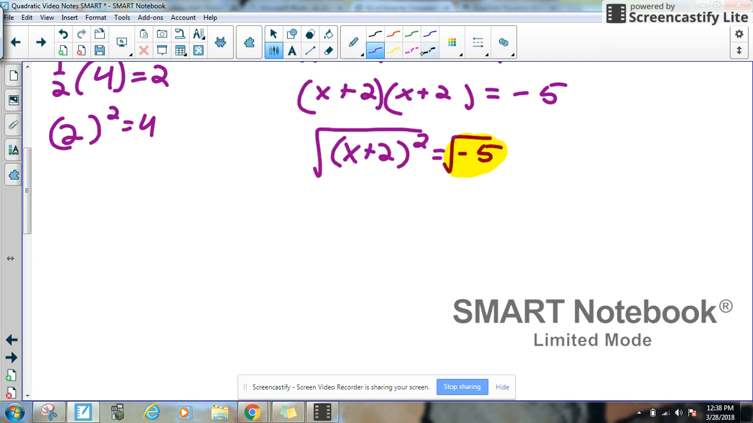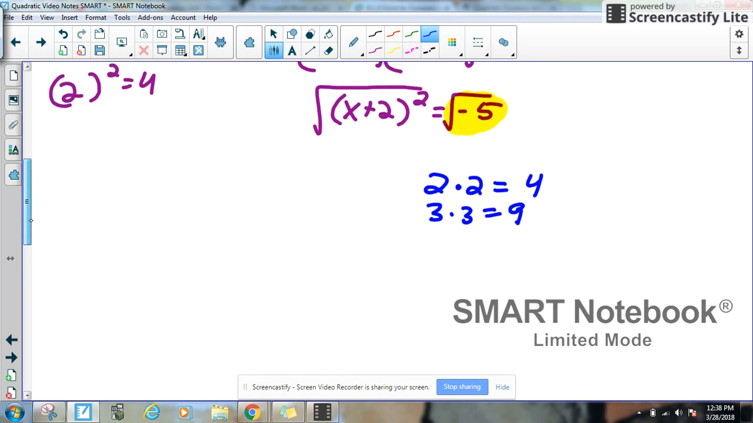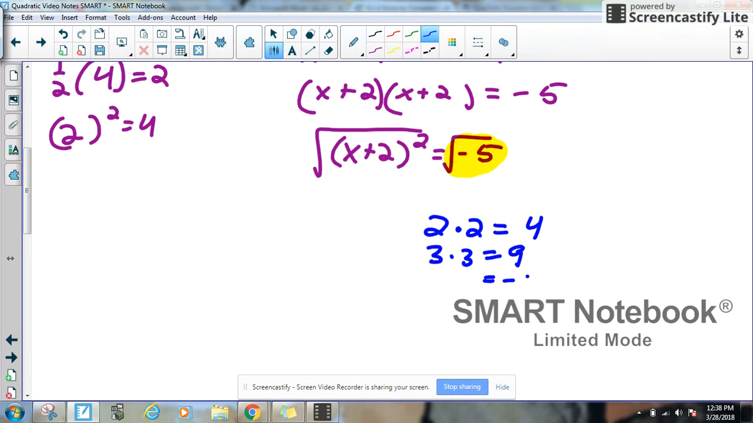You can't find the square root of a negative number because what a square root is designed to do is figure out what number times itself equals that number. So 4 is a perfect square because 2 times 2. 3 times 3 is 9. But what times itself would be -5? No, it's impossible. Because if you used 2 positives, the answer would be positive. And if you used 2 negatives, the answer would still be positive. You can't multiply 2 things together and get a negative result.